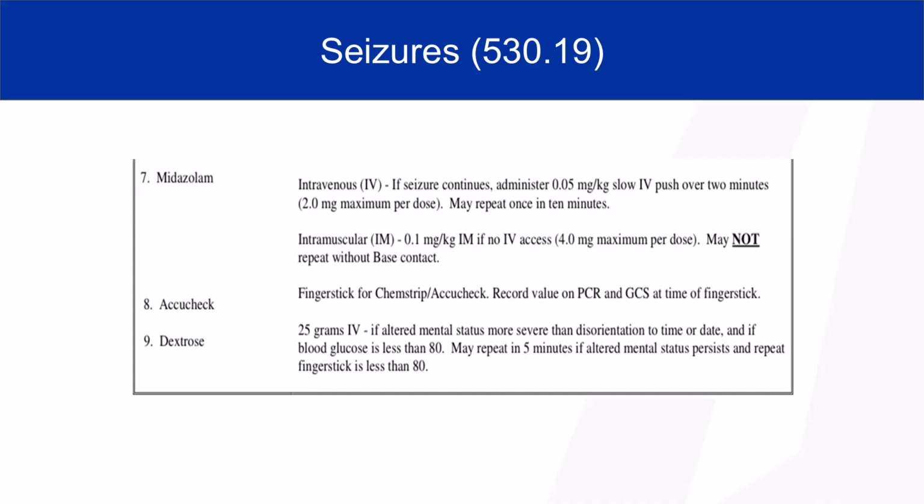Midazolam intravenous. If the seizure continues, administer 0.05 milligrams per kilogram slow IV push over 2 minutes, 2 milligram maximum per dose. You may repeat once in 10 minutes. If given intramuscular, 0.1 milligrams per kilogram to a max dose of 4 milligrams. May not repeat without base hospital contact. Obtain an AccuCheck and be prepared to give dextrose if the patient is hypoglycemic.